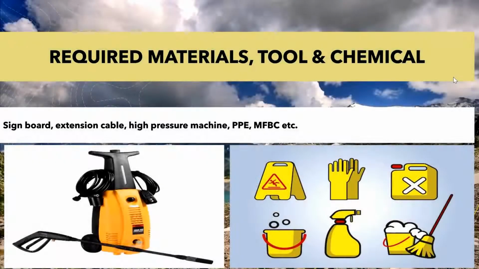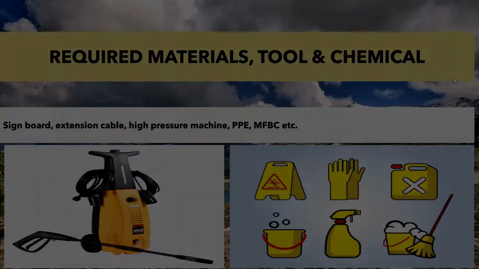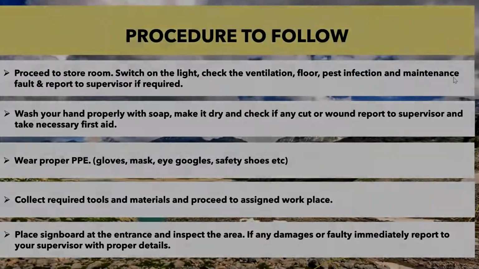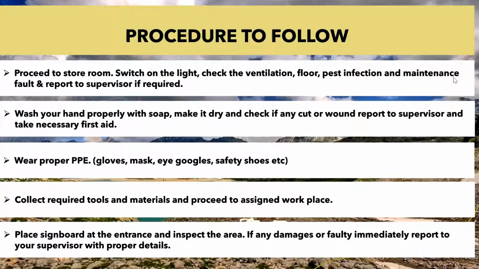And what materials are required? The required materials are signboards, extension cable, extension wire, the high pressure machine for sure, and PPE for your safety, and microfiber cloths. So these are the materials which we require to use high pressure machines. There are some procedures, some steps that we need to follow while doing this job.